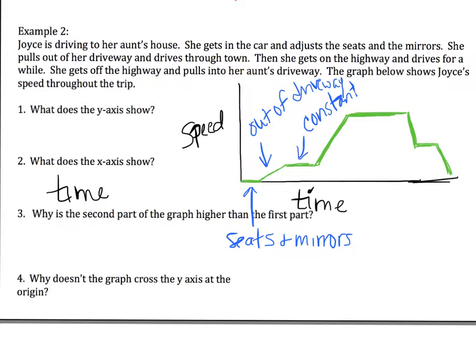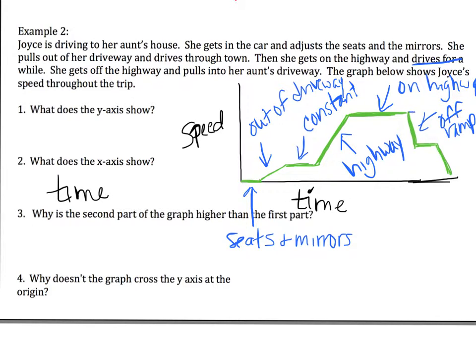Then what happens? Then she's getting on the freeway or the highway, so she's really going to have to speed up to reach that high speed. This is her on the highway for a while. It says she drives for a while. So she's cruising. Then when you get off the off-ramp, you're going to have to slow down quite quickly. So you're going from like maybe 80 back down to maybe 40. And then she's probably driving through town a little bit.